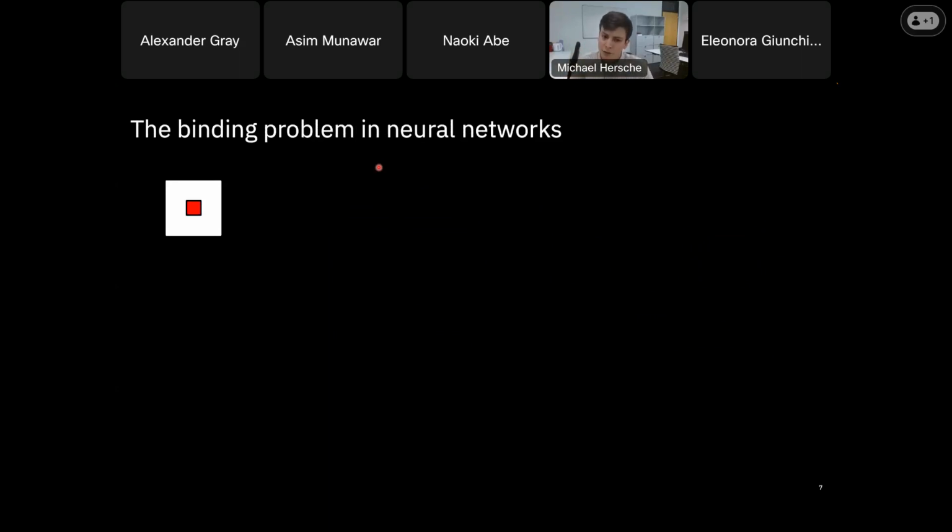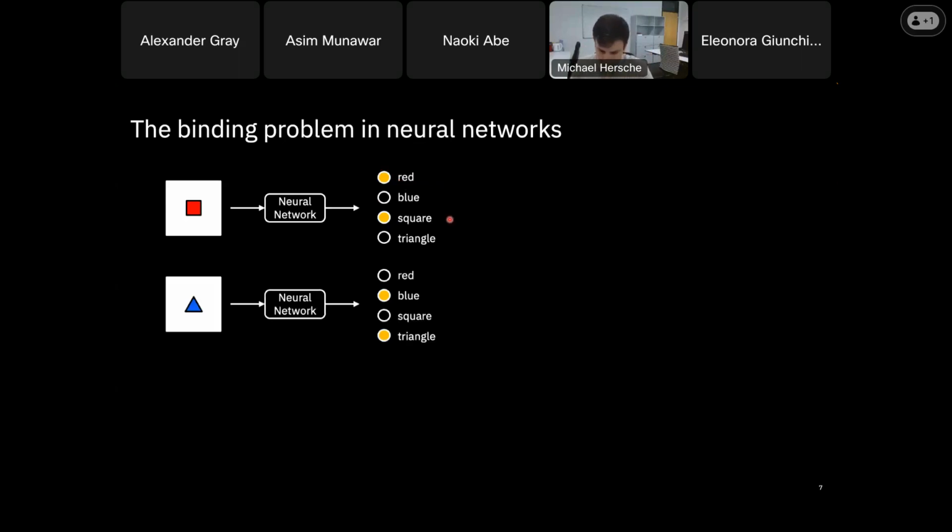So let's say we want to recognize different objects, and those objects are governed by two different attributes, color and shape. We can train a neural network to map this visual representation to four different logits that discriminate two different colors and two different shapes. Hopefully, if we properly train this neural network, the logits corresponding to the color red and the shape square would be activated. The same should also hold for a blue triangle.